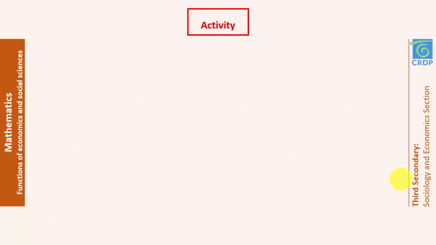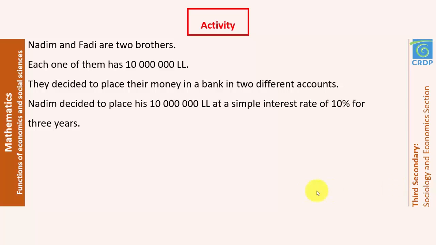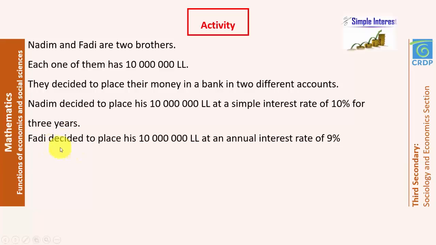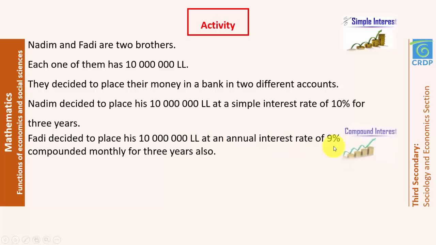Nadim and Fadi are two brothers. Each one of them has 10 million Lebanese liras. They decided to place their money in a bank in two different accounts. Nadim decided to place his 10 million at a simple interest rate of 10% for 3 years, while Fadi decided to place his 10 million at an annual interest rate of 9% compounded monthly for 3 years also.